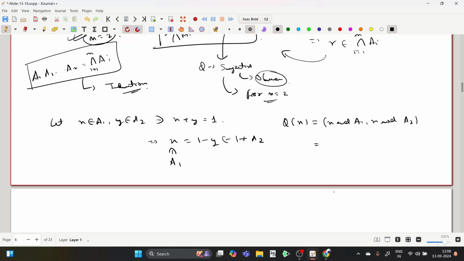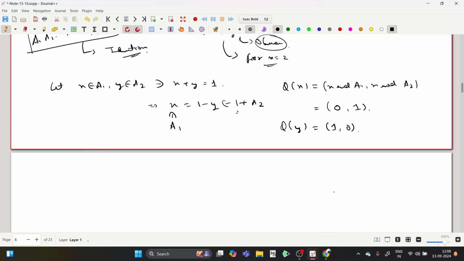But observe that x mod a1 is 0 because x itself is an element of a1, and x mod a2 is 1, right? x mod a2 is 1 because 1 minus x is equal to 1 minus y, and y is an element of a2. Hence x is an element of 1 plus a2, so it's typically 1. In a similar way, you can also show that phi of y is equal to (1, 0). Okay, and there obviously exist such elements x and y.